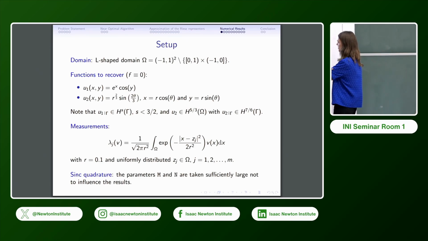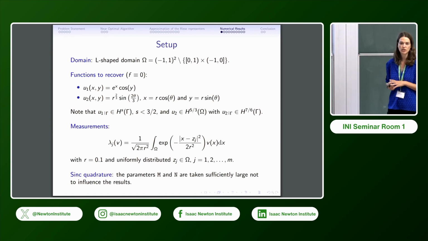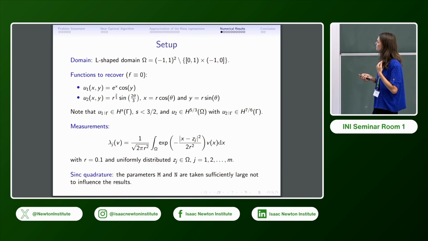And we don't want to deal with the sinc quadrature, so I just take the parameters here large enough so that we don't see the sinc quadrature error. So we will mainly see the finite element error.